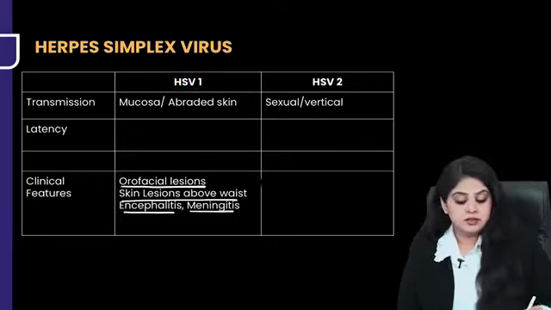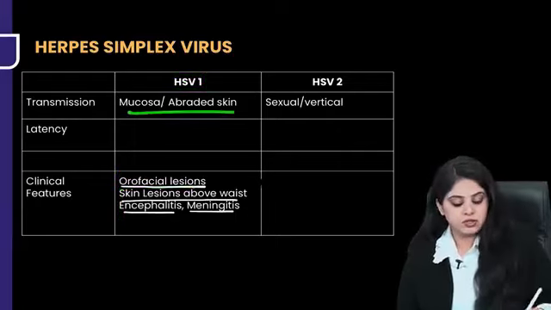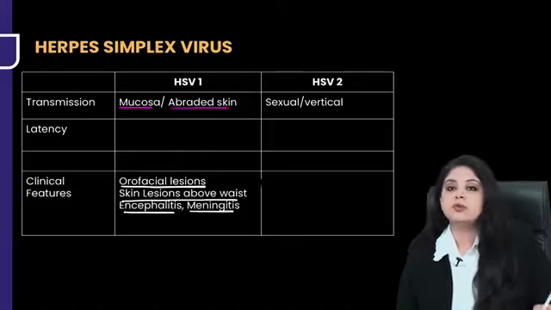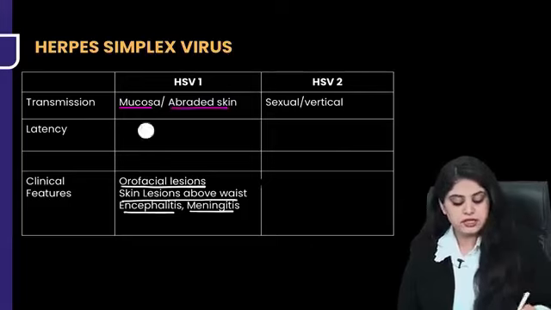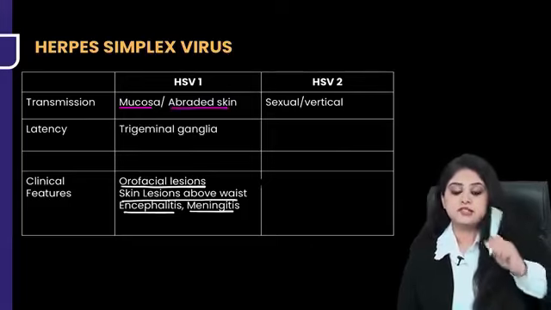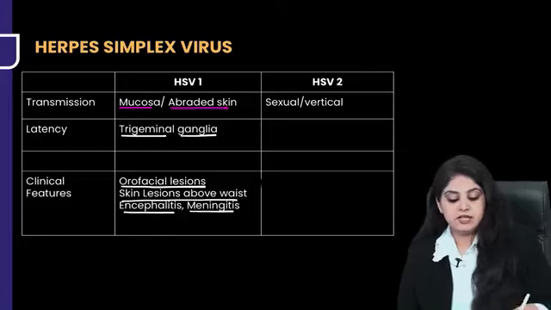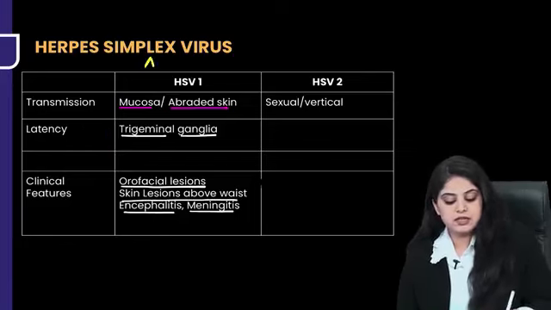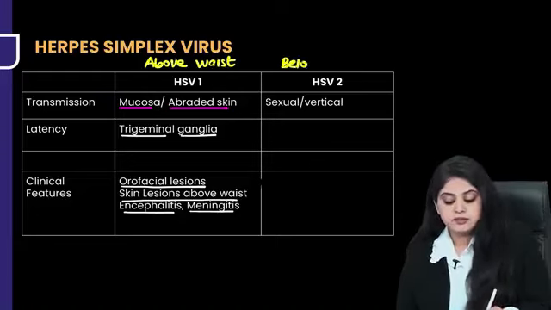This means the face, the oral cavity. So it comes via the mucosa. What is the transmission going to be? The transmission is going to be via the mucosa. Which ganglion is it going to stain? Something which is above the waist again, and that is going to be the trigeminal ganglia. So everything for HSV1 can be learned in a simple mnemonic, that is above the waist, whereas everything for HSV2 will be learnt as below the waist.